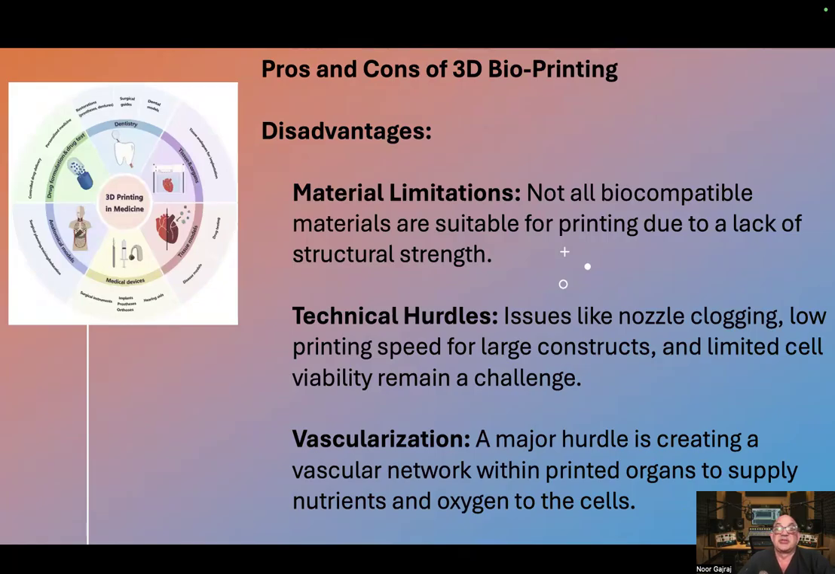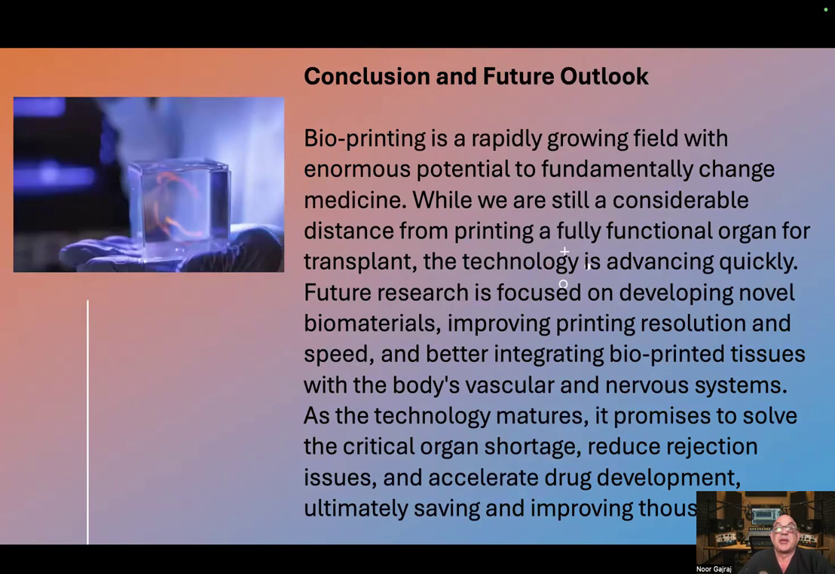Disadvantages, material limitations. Not all biocompatible materials are suitable for printing due to a lack of structural strength. Technical hurdles. Issues like nozzle clogging, low printing speed for large constructs, and limited cell viability remain a challenge. Vascularization. A major hurdle is generating a vascular network within printed organs to supply nutrients and oxygen to the cells.